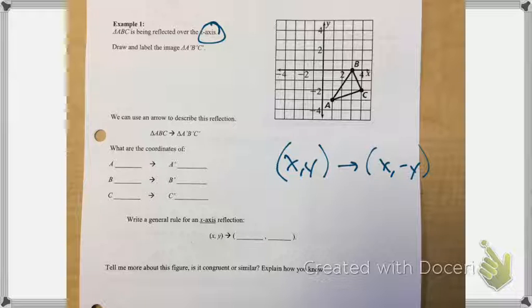So let's start by writing our coordinates. For A, we have 1, negative 3. For B, 3, 0. And C, we have 4, negative 2. And if we're going to flip it over the x-axis, y becomes its opposite. So our three coordinates are going to be 1, 3. 3, what's the opposite of 0? Negative 0? 0. That's just 0.